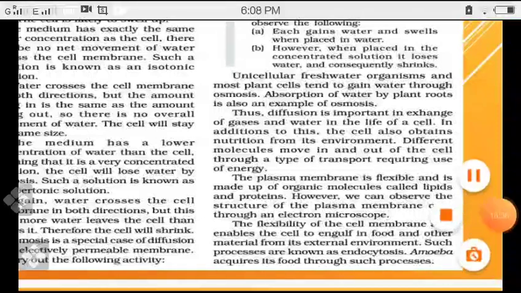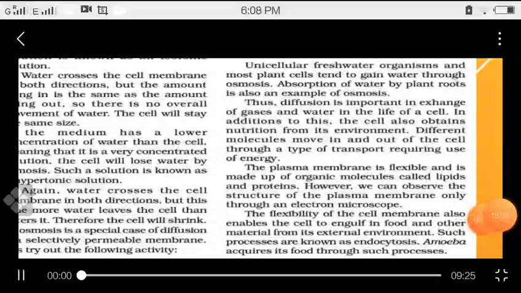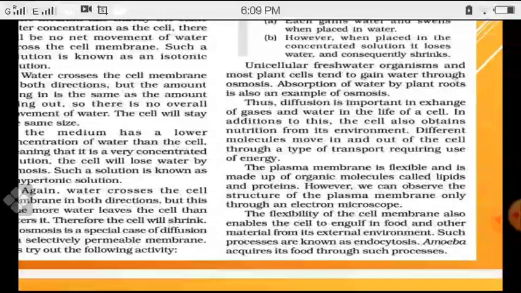The plasma membrane is very flexible and is made up of organic molecules called lipids and proteins. However, we can observe the structure of the plasma membrane only through an electron microscope. The flexibility of the cell membrane also enables the cell to engulf food and other materials from its external environment. Such processes are known as endocytosis.